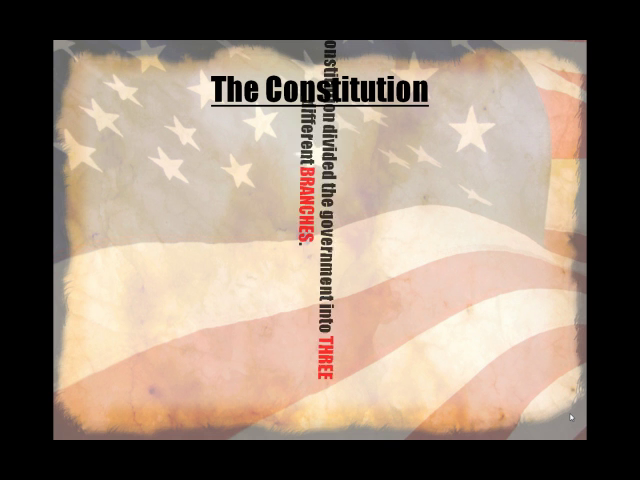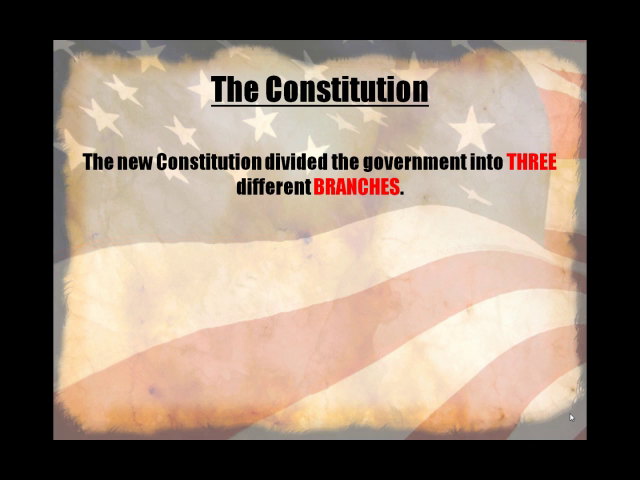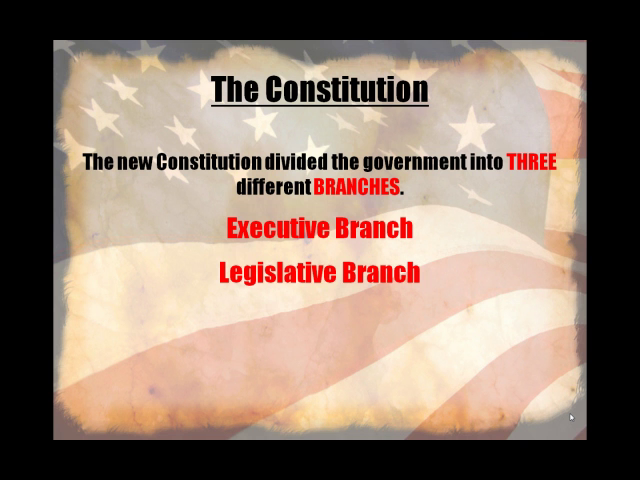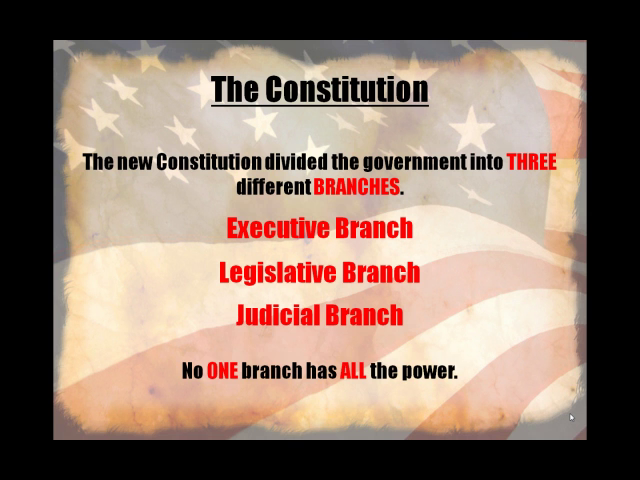So, the Constitution. Again, this is our second rule book. The first rule book, the Articles of Confederation, didn't work. And this new rule book breaks up the government into three different branches. Yep, you know them: the executive branch, the legislative branch, and the judicial branch. And not one branch has all the power.